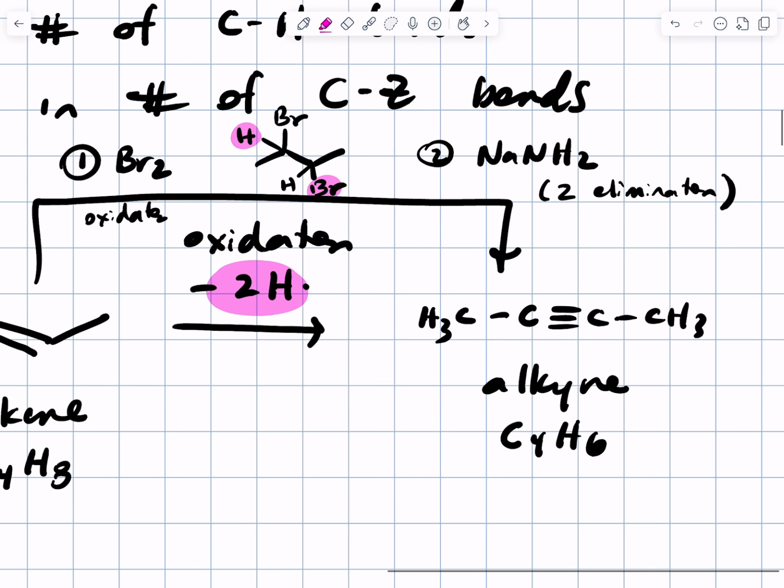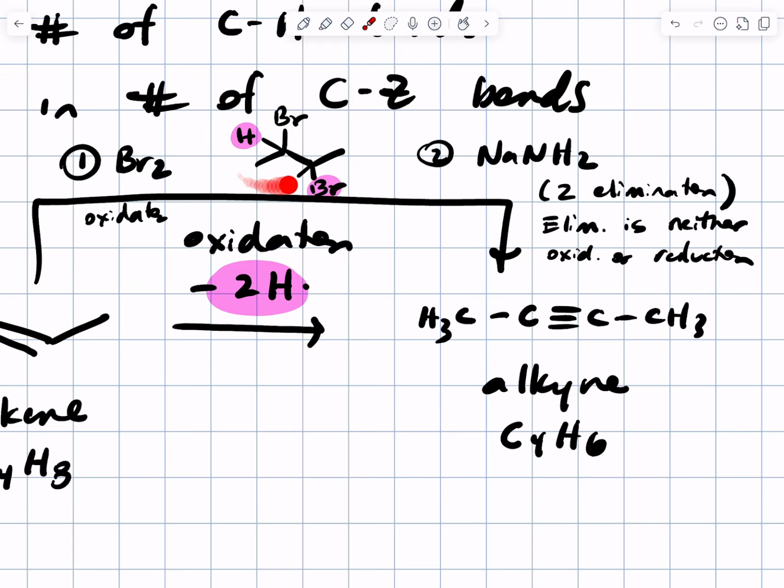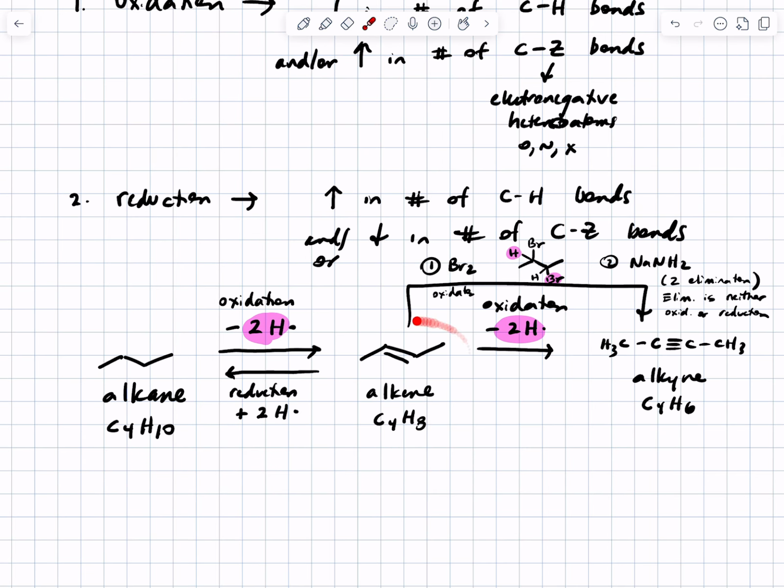Right. In an elimination reaction, that's neither oxidation nor reduction, because you're losing a CH bond and you're losing a CBr bond, so it's neutral. And that one's difficult to see. I'm not going to actually show you a vicinal dihalide and an alkyne and ask, is this an oxidation or reduction reaction? But I could show you an alkene and an alkyne and ask which one is more oxidized.